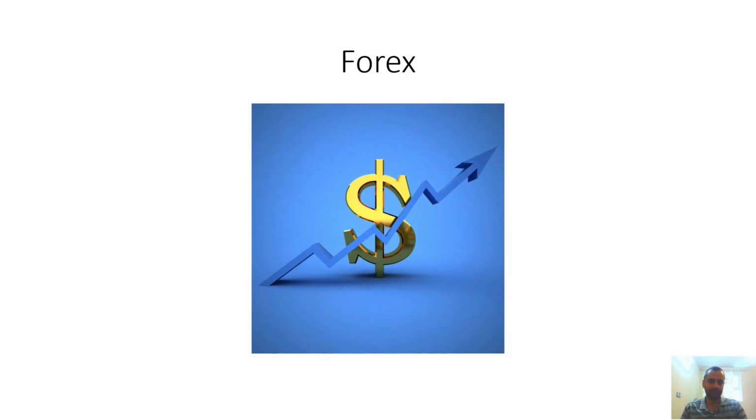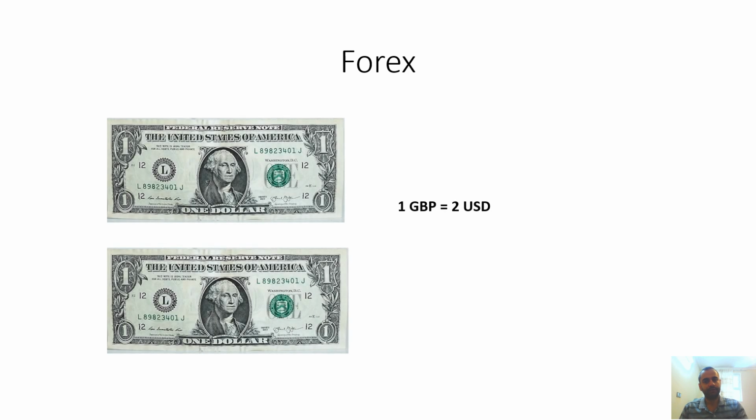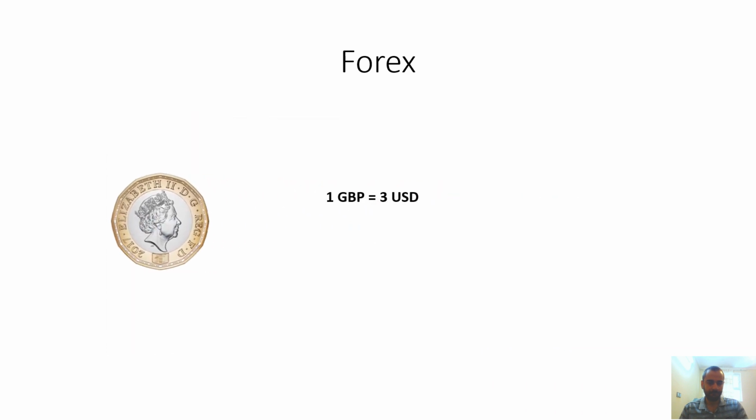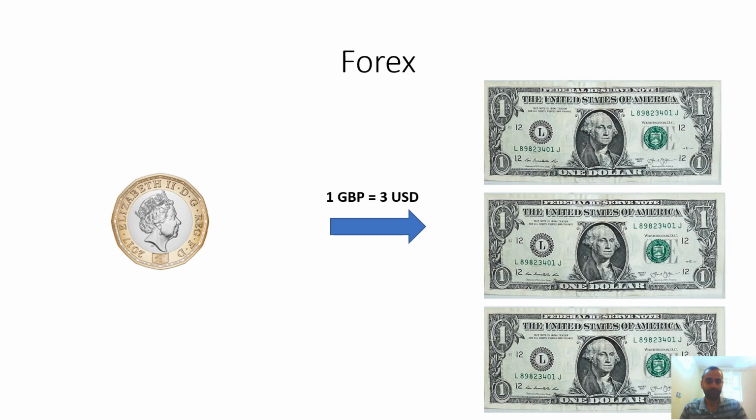Now, how can we profit in this market? In Forex trading, we aim to predict the exchange rate between currency pairs and profit from the difference. For instance, the exchange rate is $2 for 1 pound. So, we have to spend $2 to get 1 pound. Later, if the exchange rate increases to $3 per pound, we can sell our pound and get $3, making a profit of $1.